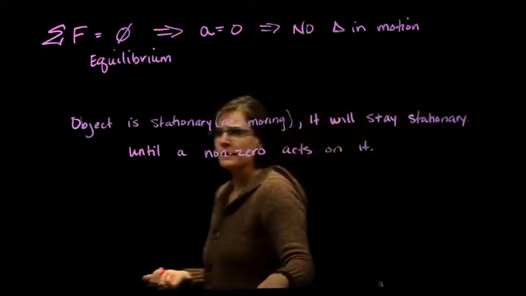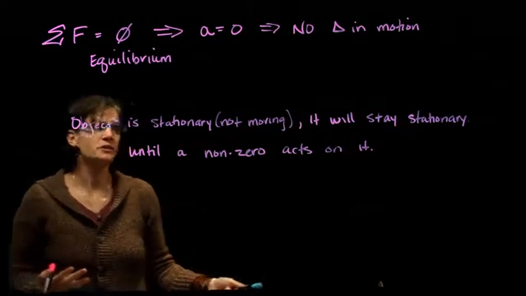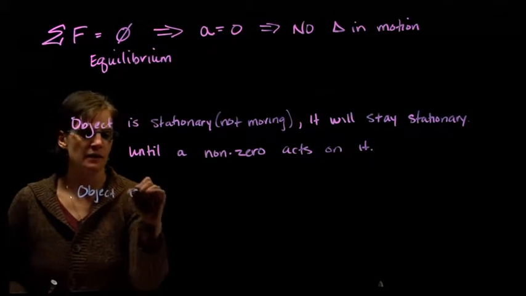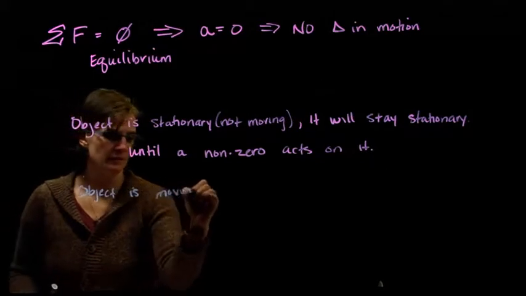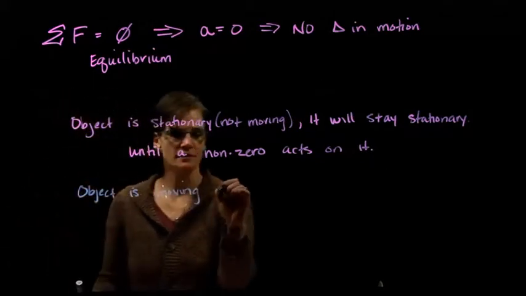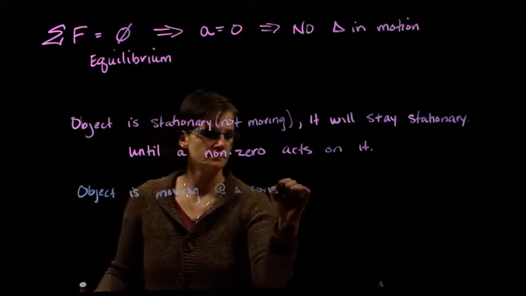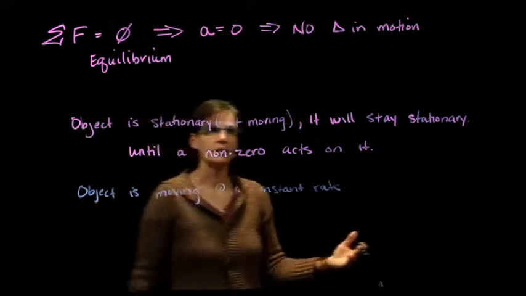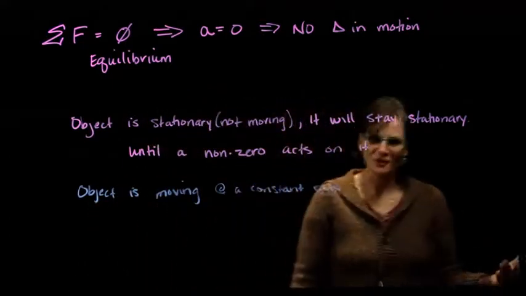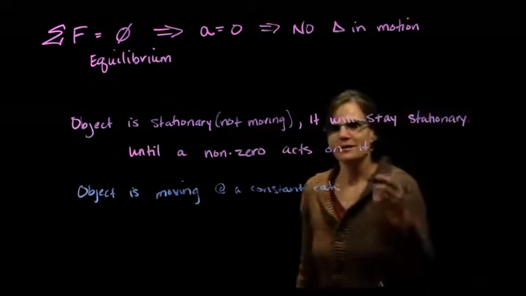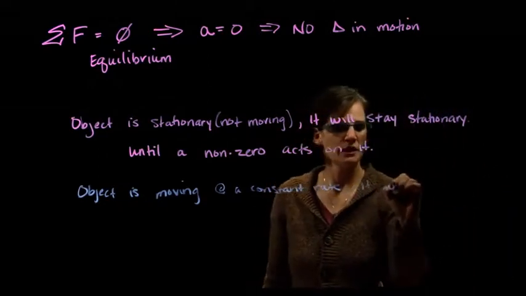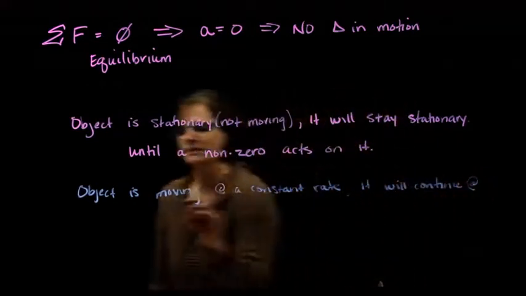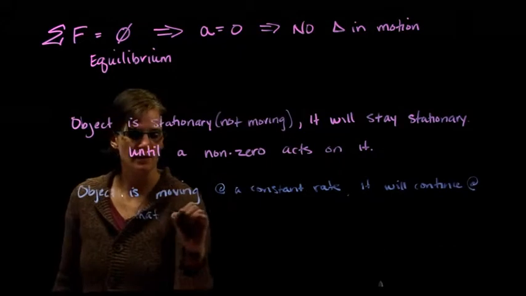It seems pretty straightforward, but I just want to make this very clear. Now, a stationary object isn't the only thing that doesn't change its motion. If an object is moving at a constant rate, that tells me there's no acceleration, there's no change. Well, if there's no change, it will continue at that constant rate.